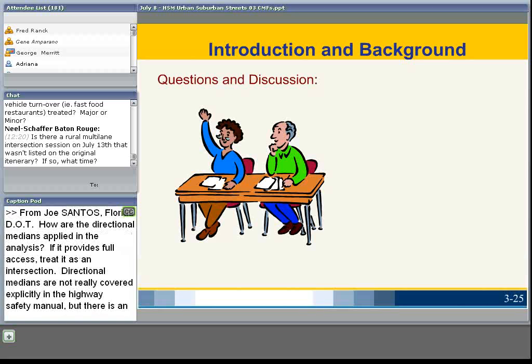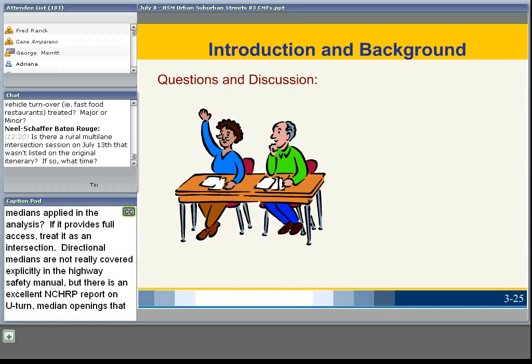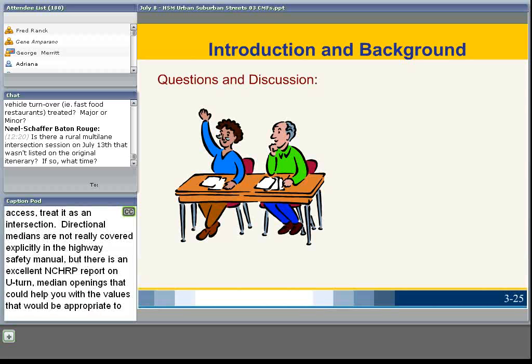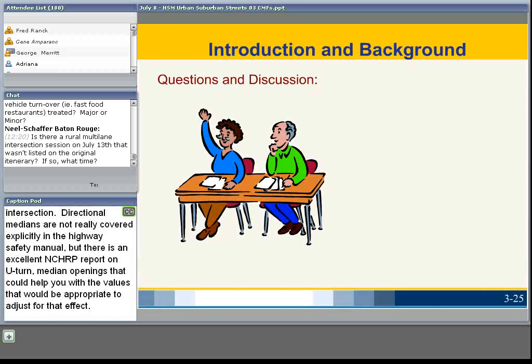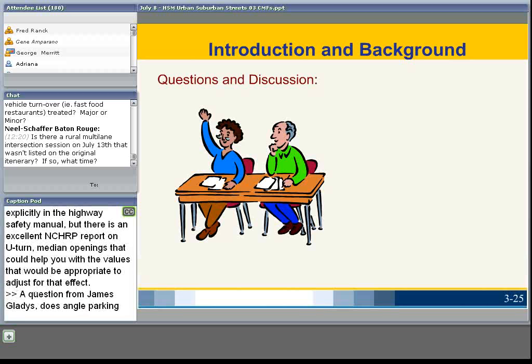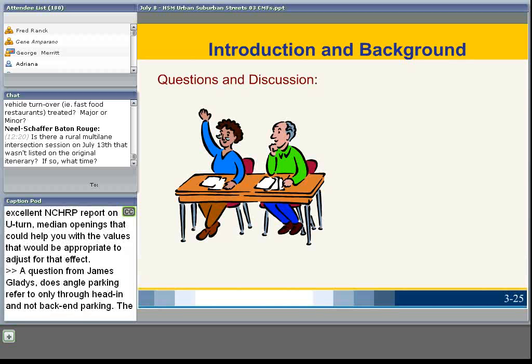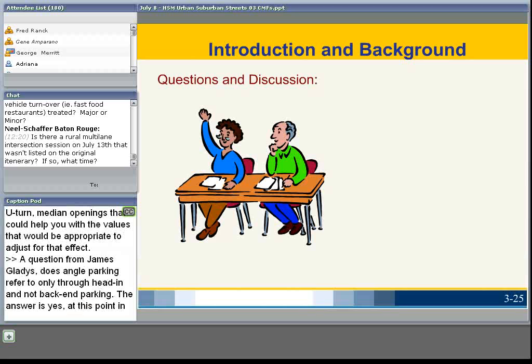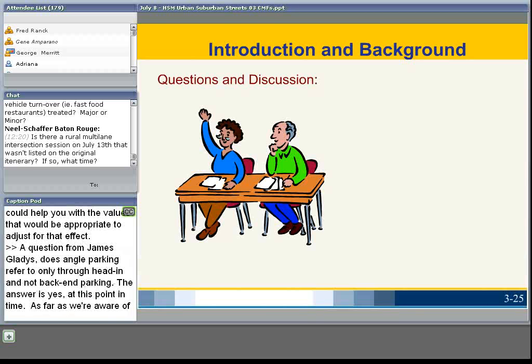Going down through the questions. From Virginia DOT, does the driveway analysis for 4D segments always assume no median breaks? And the answer is yes. Median break for a driveway, then you would convert it over to an intersection if it has full access.